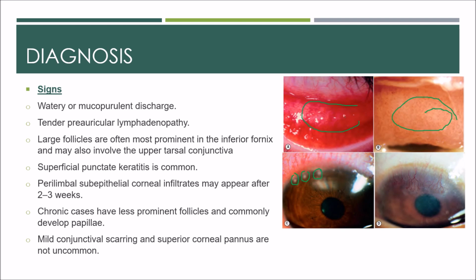Chronic cases have less prominent follicles and commonly develop papillae. So mild conjunctival scarring and superior corneal pannus are not uncommon. As we can see here, there is pannus, and this usually happens in chronic cases.